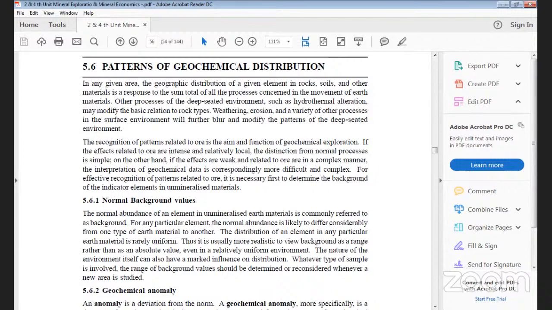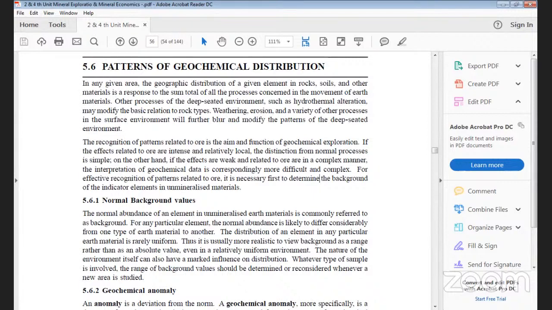So, there are two types of environment we have seen. One is the deep-seated environment, and the second one is the superficial environment. In hydrothermal alteration, the deep-seated environment will be formed, whereas due to weathering, erosion, and a variety of other processes, the superficial environment we can find. So, how we can recognize the patterns related to ore deposits, and the main aim is the function of geochemical exploration.